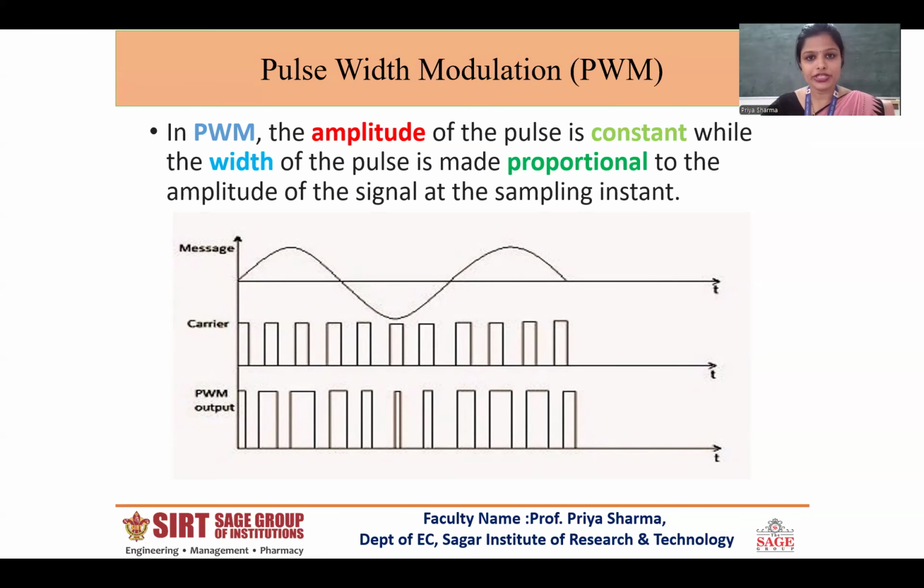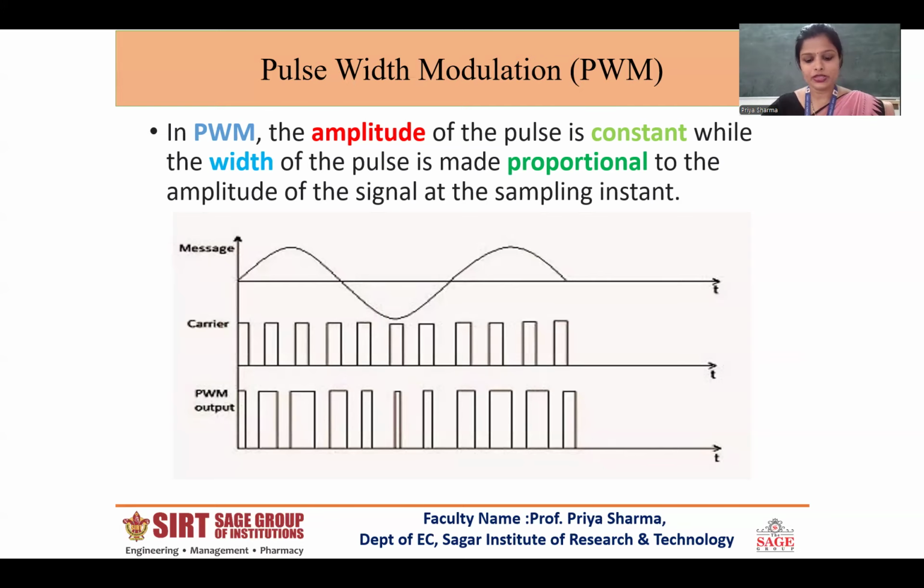In pulse width modulation, the information signal modulates the width of the pulse signal according to its instantaneous value, while keeping the amplitude and position of the pulse constant. The larger the sample values, the wider the corresponding pulse, and vice versa. Pulse width modulation is a non-linear form of modulation as compared to pulse amplitude modulation, which is a linear form of modulation.